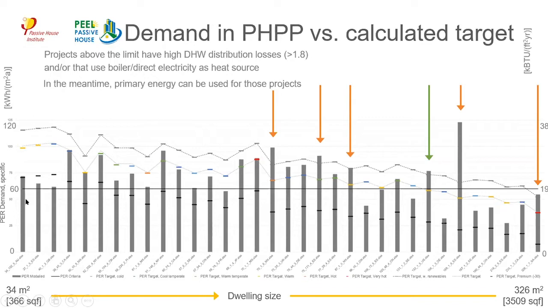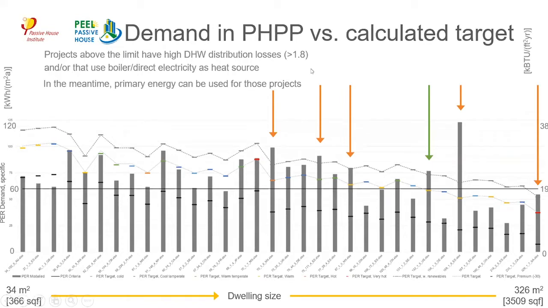What you see in the graph is the gray rectangles are the results for each of the projects. The dotted line with different colors is the revised target. The color represents the different climate zone. And the gray line on top of it is the revised target when you have compensation through renewable energy.